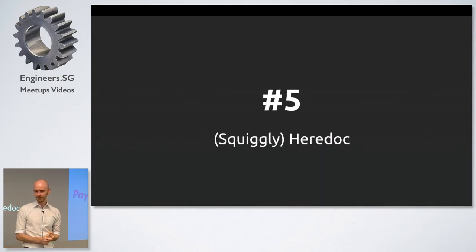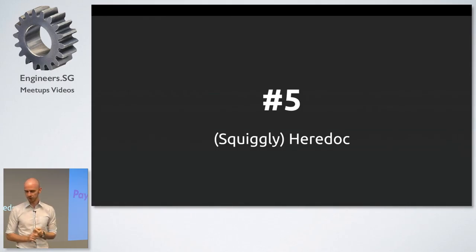OK, fifth and last tip, and probably my favorite, is the new squiggly heredoc. If you don't know what heredoc is, it has been in Ruby for quite some time, and it allows you to write long multi-line strings without messing too much with the interpreter. So heredoc is one of those things. When I was reading the Pickaxe book, I was thinking, OK, I will probably never use this for anything, because it seems weird.